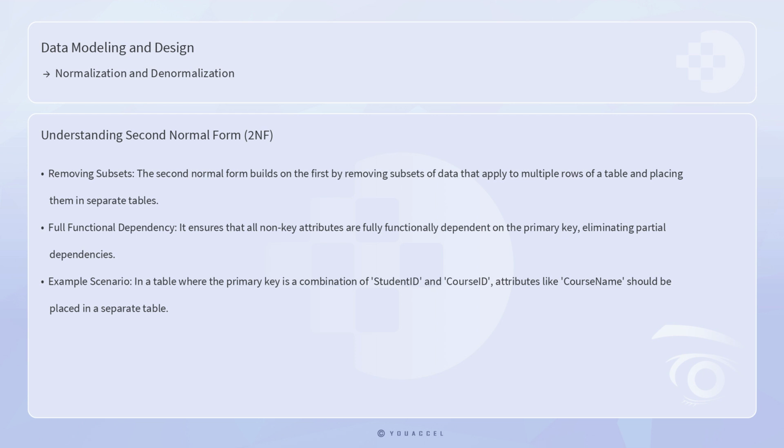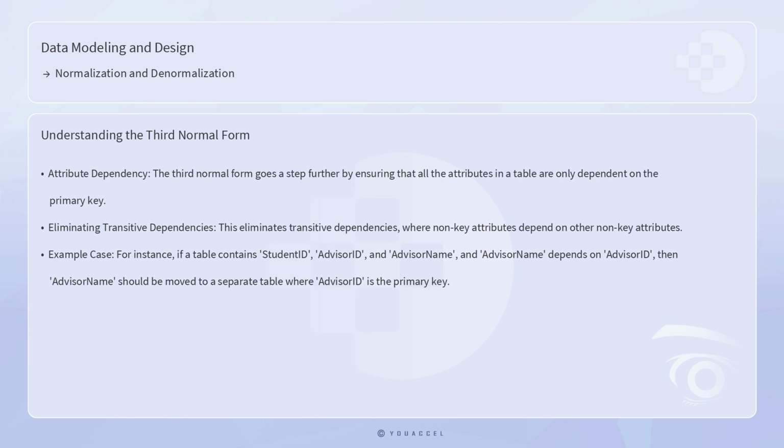The third normal form goes a step further by ensuring that all the attributes in a table are only dependent on the primary key. This eliminates transitive dependencies, where non-key attributes depend on other non-key attributes. For instance, if a table contains student ID, advisor ID, and advisor name, and advisor name depends on advisor ID, then advisor name should be moved to a separate table where advisor ID is the primary key.